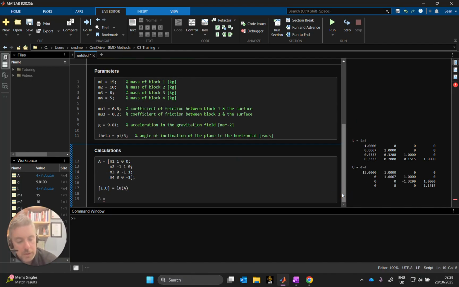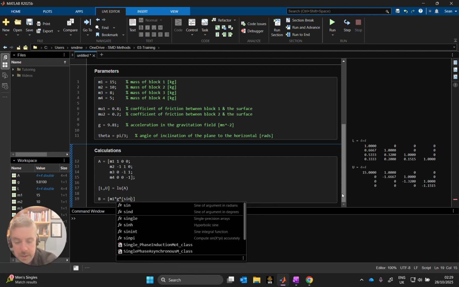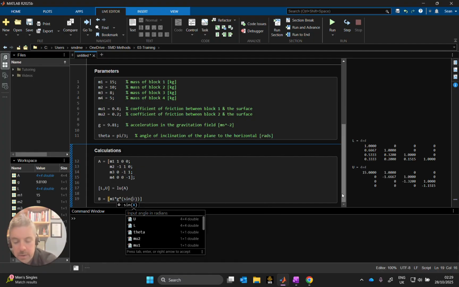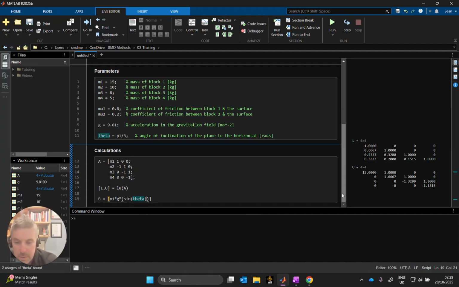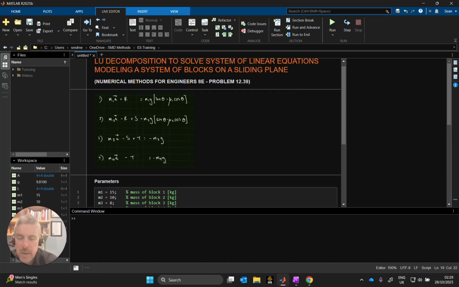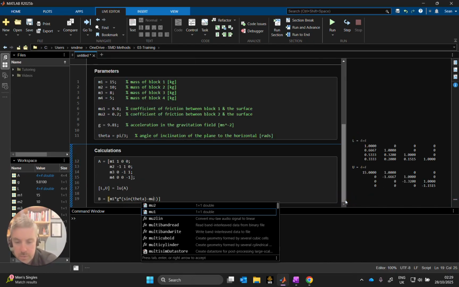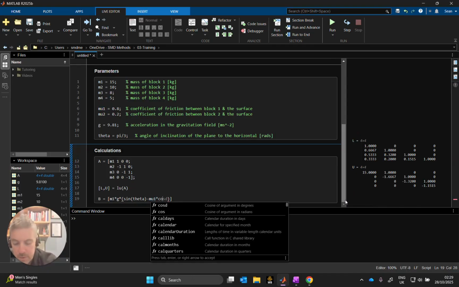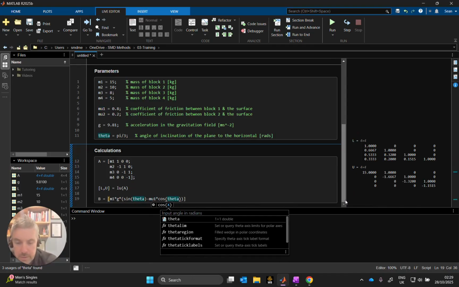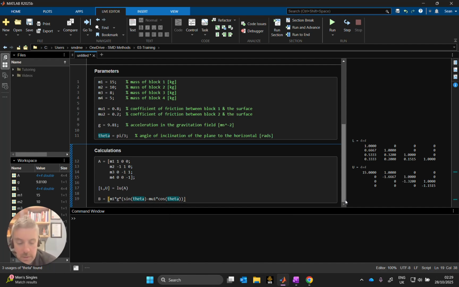Right, so let's try that there. I'm going to open up our vector here. So this is going to be M1 multiplied by G multiplied by, let's open up our bracket, sine of theta. Right, that's going to be our first one. Now what do we do after that? Minus mu 1 cos of theta. Close that and close that.